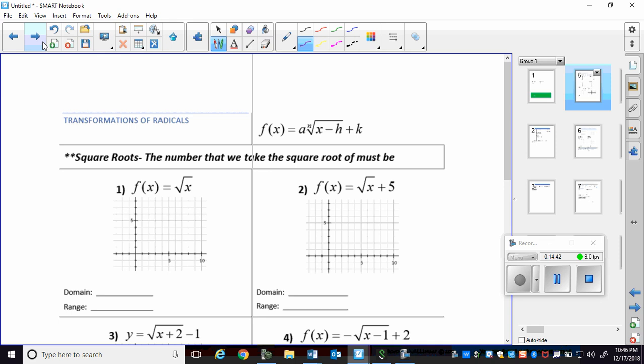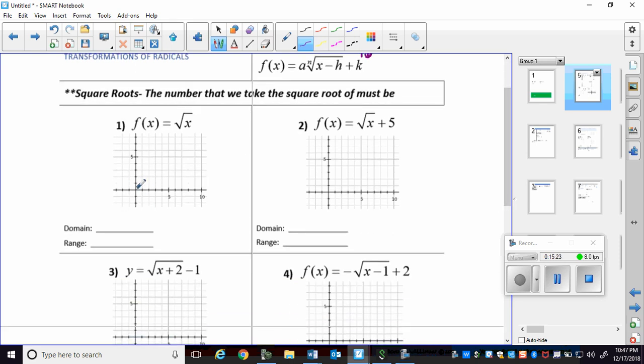Next, we're going to transform radicals. This is just a review of things that you already know how to do, guys. Just remember, if you add or subtract on the inside, you're moving left or right. If you add or subtract a number on the outside, you're moving up or down. If you multiply by a big number, you vertically stretch. If you multiply by a fraction, you vertically shrink.